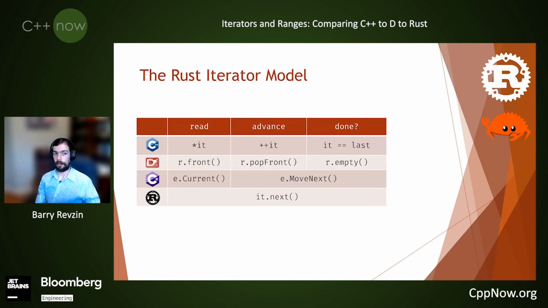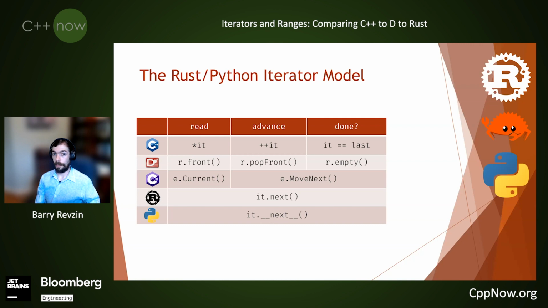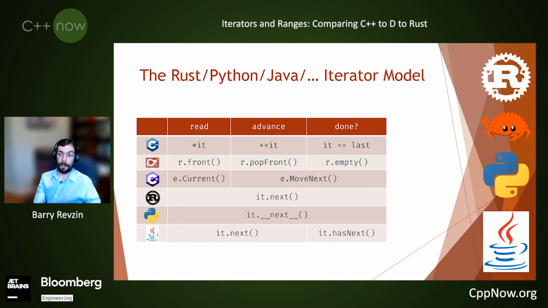Now, I call this the Rust iterator model, but Rust is not the only language that does this. Python is quite similar in this respect. Of course, it spells its next with underscores because it's Python, but it's really the same exact kind of model. There's a single function that does everything that eventually fails. In the Rust case, next will eventually return a disengaged optional. In the Python case, next will eventually throw an exception, but it's really the same kind of thing. And even Java is very similar in this case. It also has next on its iterators. The only difference is that while next satisfies the read and advance basis operations, it has a separate function, has next, to do done.